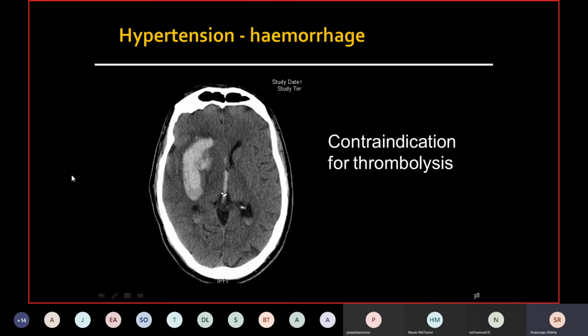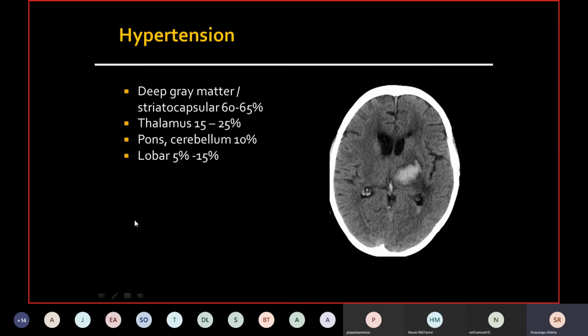Now let's go back to hypertension and hemorrhage. The most common cause of stroke is in fact ischemia, but in a small proportion, I think about 20% or so, you do see hemorrhage, and if you see hemorrhage, that's a contraindication to thrombolysis. Usually when we see hypertensive hemorrhages, the common location tends to be deep gray nuclei or striatocapsular in location, and this is what I mean by hypertensive location.